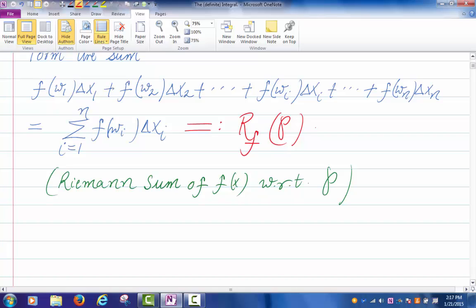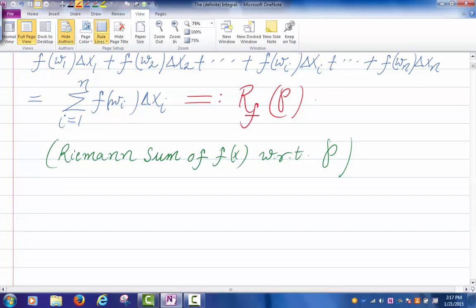This sum is basically expressed by this summation notation, and that's called the Riemann sum. So I use this notation here, R_f(P). This is the Riemann sum of f with respect to the partition P. Is that clear? That's the Riemann sum. So why do I care about Riemann sums? Well, let's first of all see a geometric application of the Riemann sum.